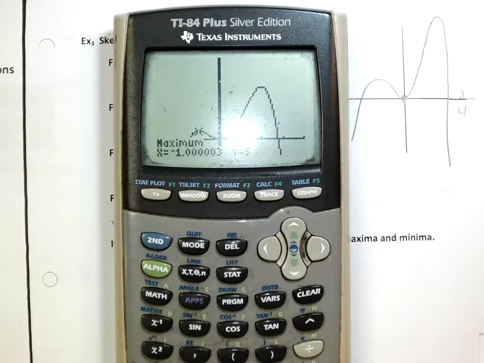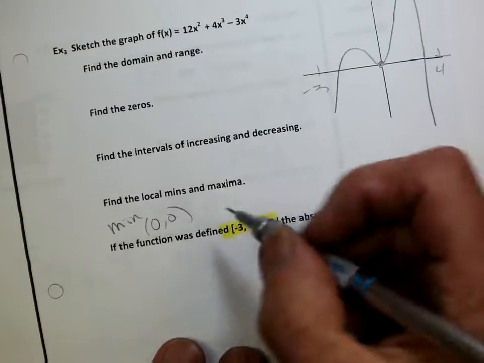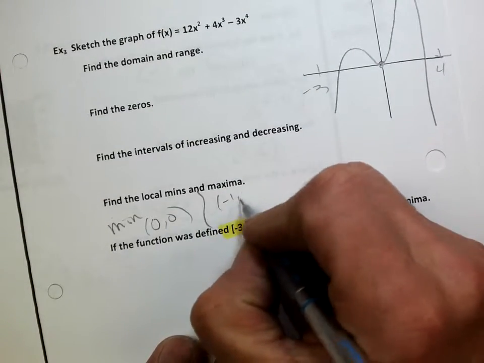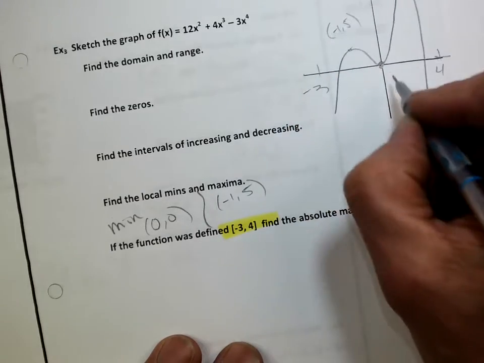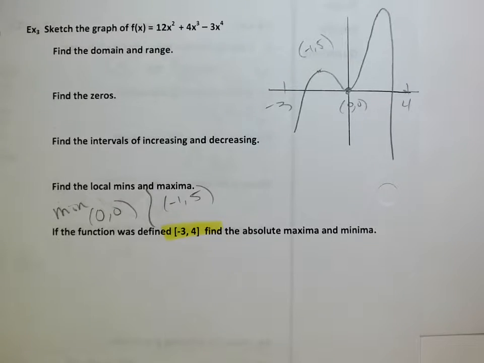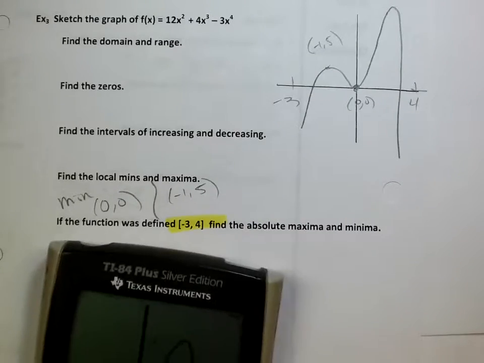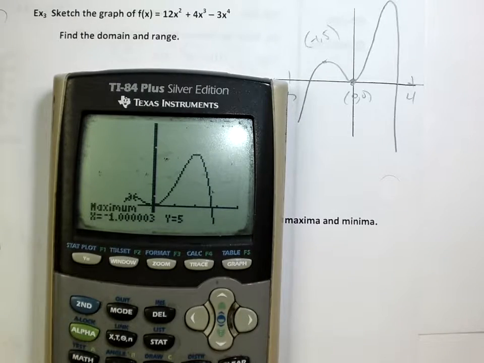Here it is. So it's about -1 and 5. So we have a local max at -1, 5. Okay, I'll put that dot in there. -1, 5, and this is 0, 0. Got it. So far, so good? Now let's take a look at our other max. We got another max, right? How are we going to get our other max?